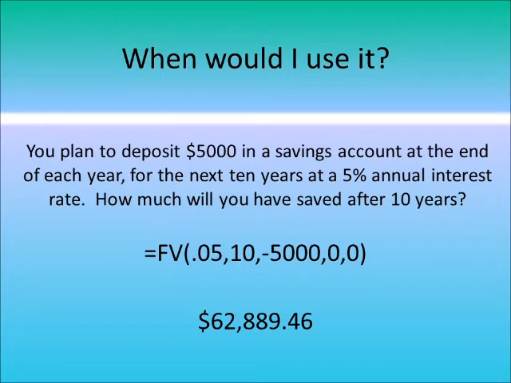As you plug the appropriate values into the Excel function, be sure to enter the interest rate as a decimal and the payment as a negative value. By entering the formula as shown here, you discover that after 10 years, you will have accumulated $62,889.46 in your savings account.